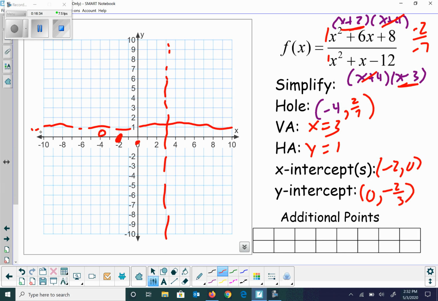So that's there. So this one comes over here, jumps over the hole, comes down, and exists up there like that. So I have my hole right there.